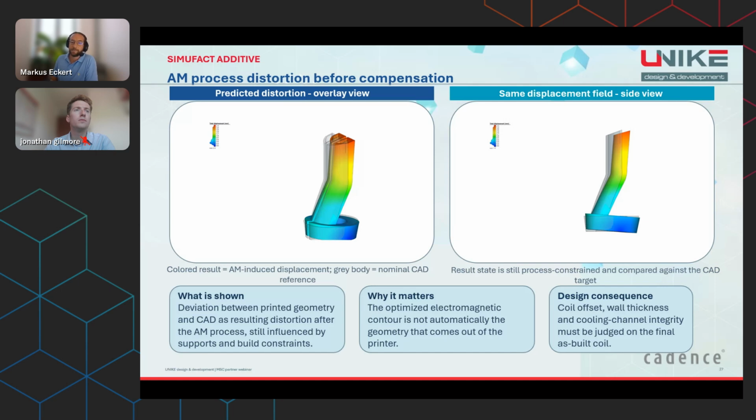The state shown is important as well. The part is still close to the process condition and influenced by support and build constraints. It is not simply a free-floating ideal best fit compensation. This reveals how the printing process actually shifts the geometry. For the induction coil, this is critical because coil offset, wall thicknesses, and cooling channels are highly sensitive to geometric deviations. The electromagnetic optimum must finally be realized as an actual geometry.